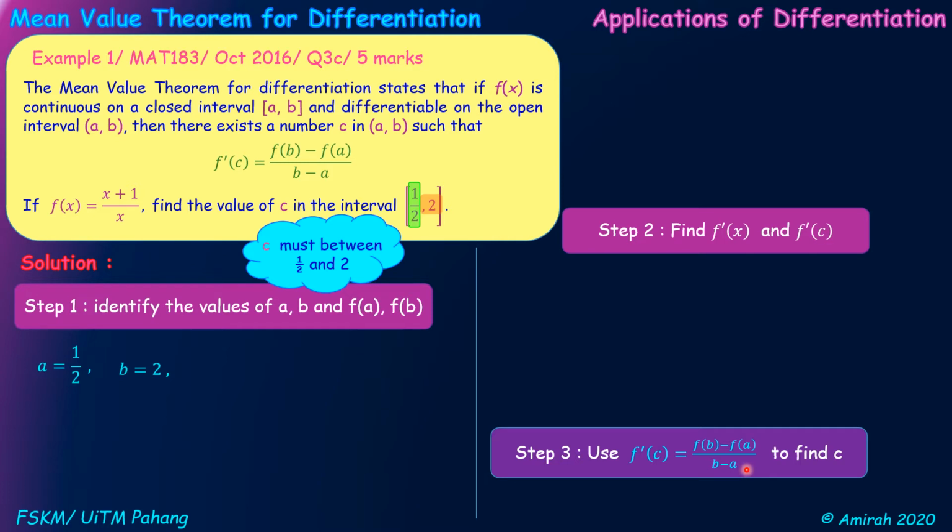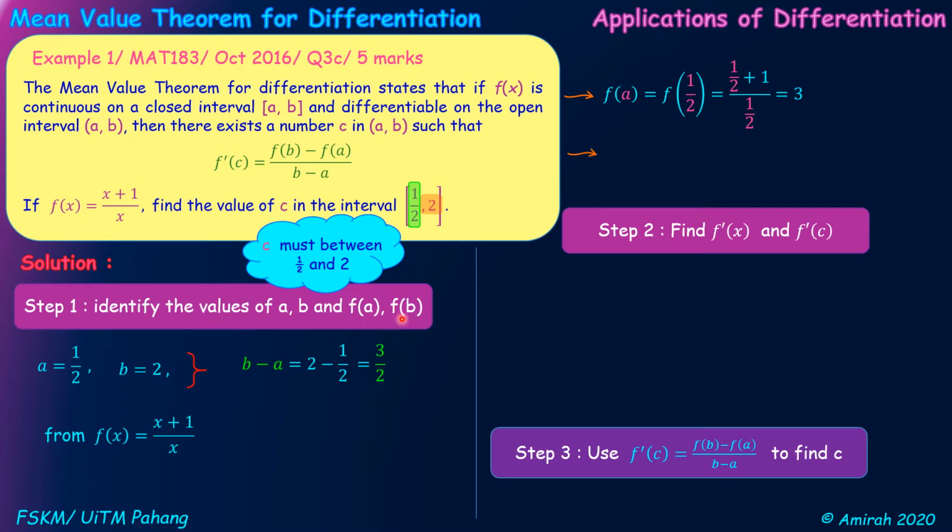After we find a and b, we can find b minus a. b equals 2, a equals 1/2. So when we solve 2 minus 1/2, we get 3 over 2. And then we need to find f(a) and f(b). To find them, we can refer to f(x) from the given question, which equals x plus 1 over x. Our a equals 1/2, which means we need to find f(1/2). We just replace 1/2 into x in f(x). After we replace and solve, we get f(a), or f(1/2), equals 3.